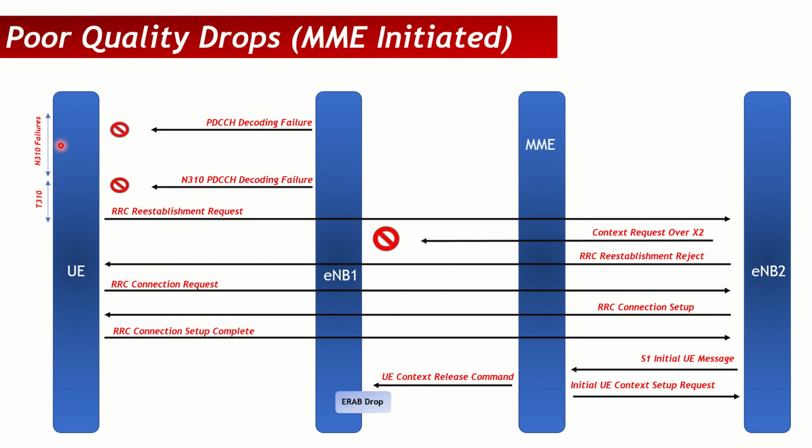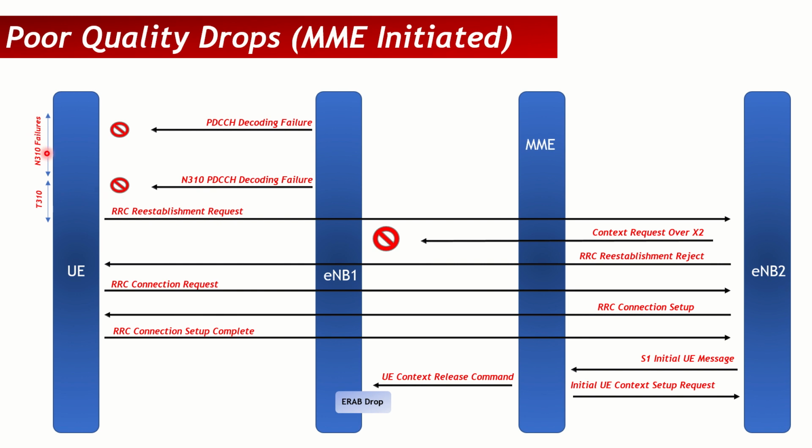will then start T310, and within T310, if there is no N311 scenario and T310 expires, the UE will then trigger RRC re-establishment request. Now when T310 is running, and within that we have an N311, that means N311 is an in-sync message, which means that the UE was now able to decode PDCCH for 100 milliseconds. So if we have that event, then the UE will stop T310 and it will consider itself back in connection. So let's take an example.